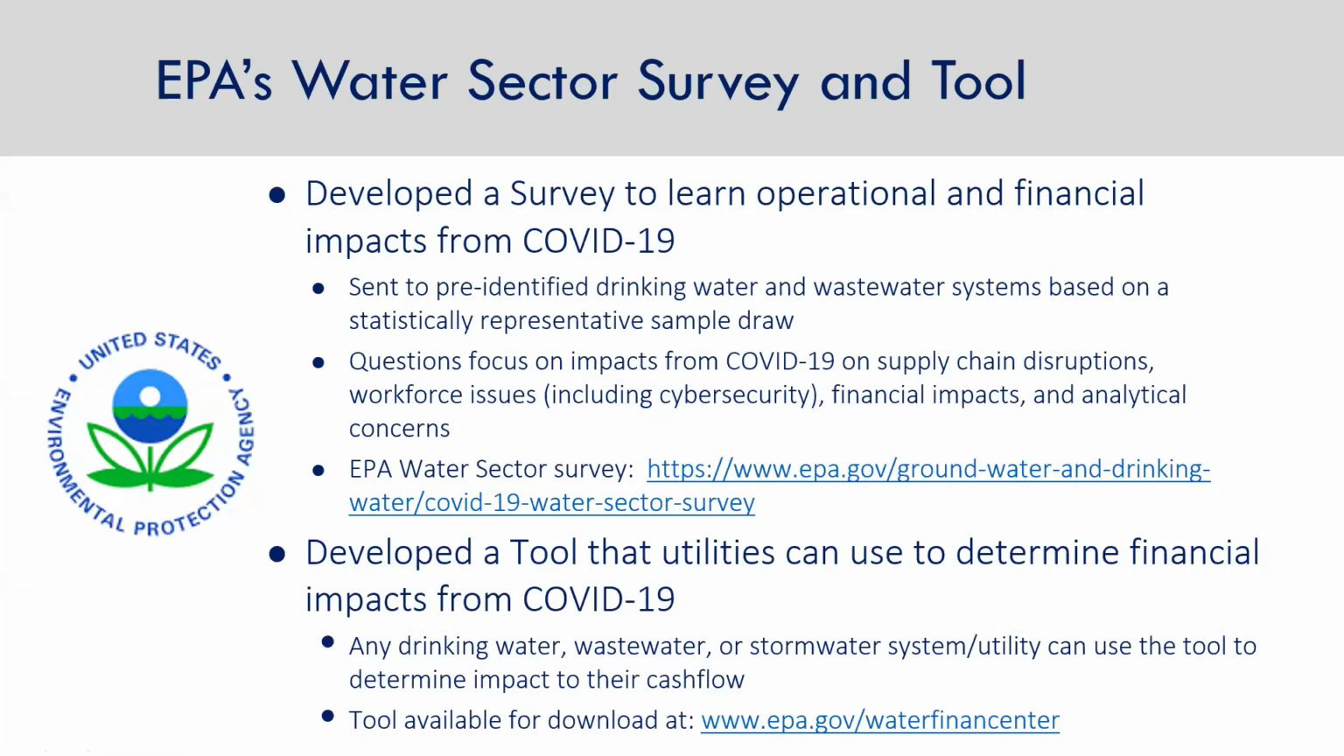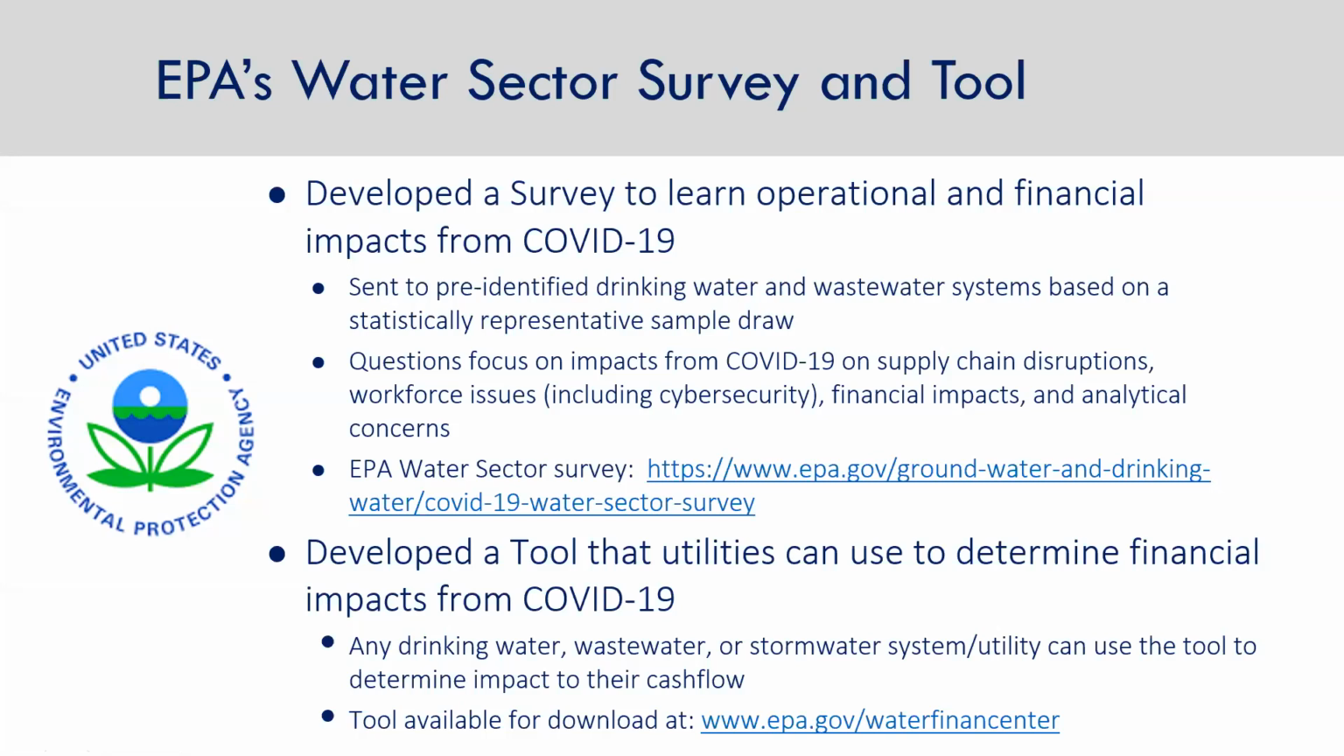So on October 1st, 2020, EPA began administering a voluntary online COVID-19 water sector survey to a randomly selected, statistically representative sample of utilities to learn how drinking water and wastewater utilities across the country, including tribal utilities, have been affected both operationally and financially by COVID-19.